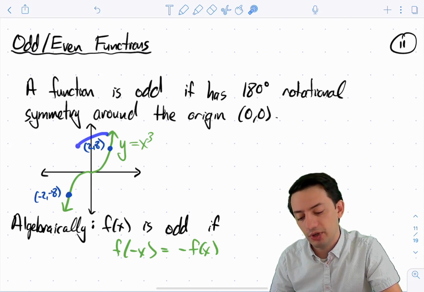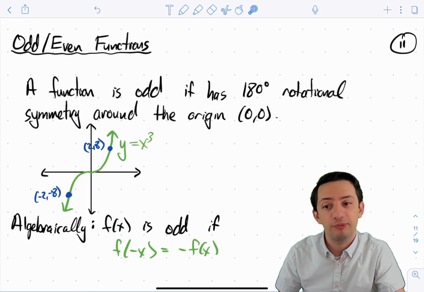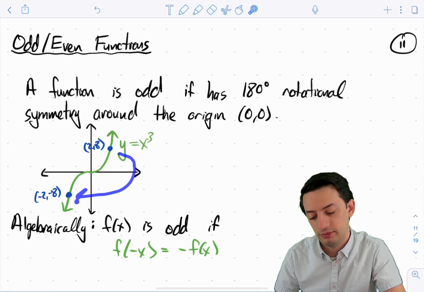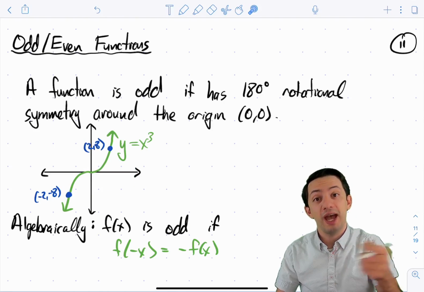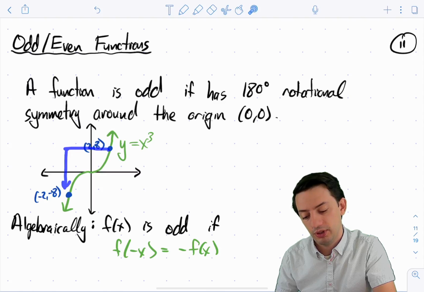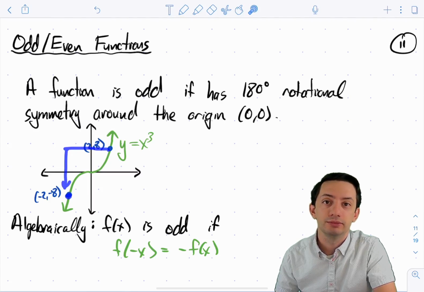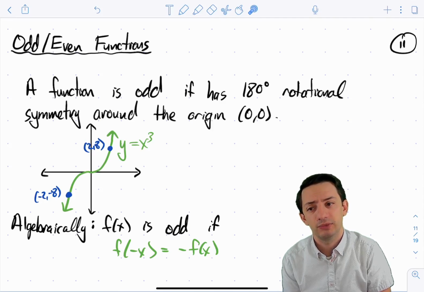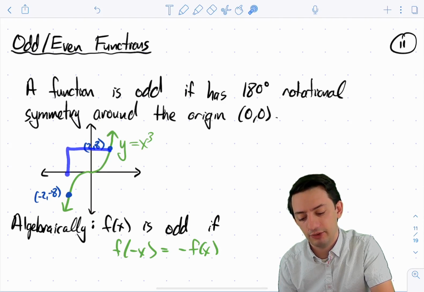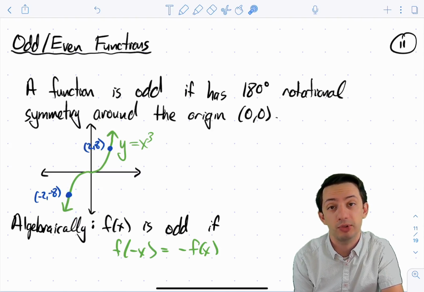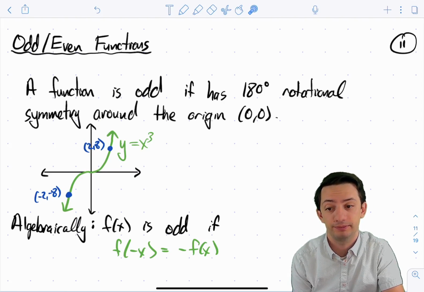So this point (2, 8) is on the graph because 2 cubed is 8. If I rotate it 180 degrees, that's like making both the x and the y coordinate negative. So that becomes (-2, -8) right here, and that point is on the graph. So this graph is odd. If I looked at -2 and it wasn't -8, if it was like -10 or something, I wouldn't have that rotational symmetry. My point would be in the wrong spot.